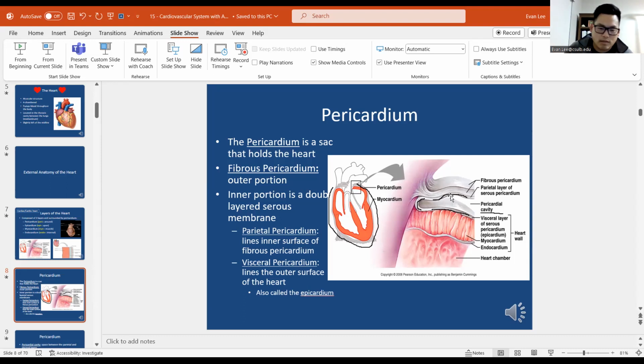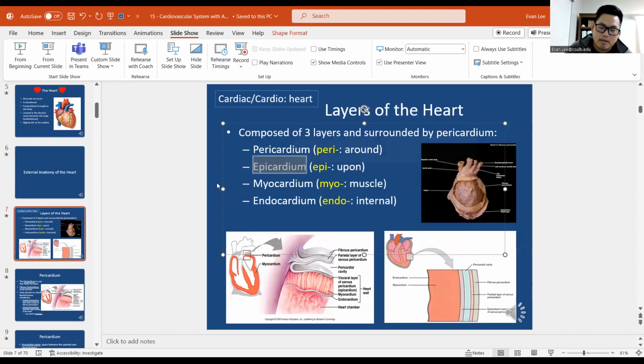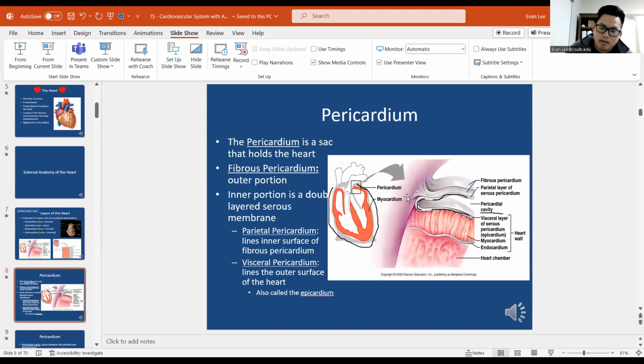But once again, they do have the space between them filled with a fluid, which is going to be pericardial fluid inside of the pericardial cavity. But one thing to note regarding the visceral pericardium here is that the visceral pericardium is actually going to be the outermost layer of the heart itself. So in fact, that layer that we were talking about earlier, epicardium, is actually the same thing as the visceral pericardium. So those two terms are synonymous. So just be careful, but visceral pericardium and epicardium are actually the same exact layer.